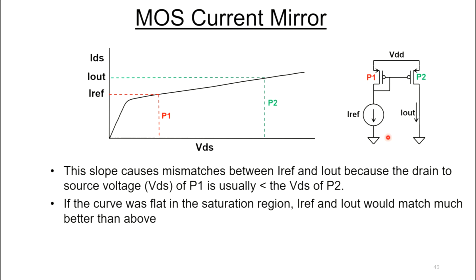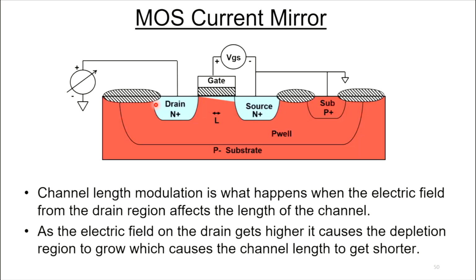Let's say you have this current mirror here, and the drain to source voltage on P1 is at this location. And the drain to source voltage on this guy is over here. Well, now, because this is not a flat region anymore, it's a little bit of slope, now you get this mismatch. If this was nice and flat in here, these currents would match very well, but now they don't match very well because of channel length modulation.